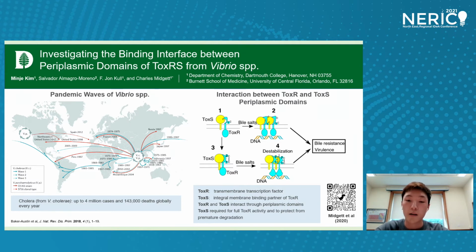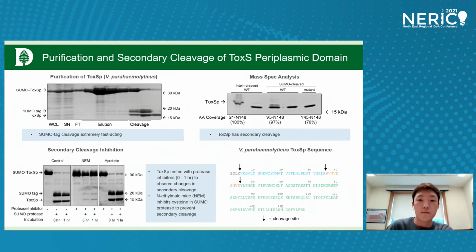On the right is a model showing how ToxR and ToxS interact together. These two proteins interact through their paired periplasmic domains. So far, we have seen the structure of the ToxR periplasmic domain, and I'm interested in the structure of the ToxS periplasmic domain, which is required in order to understand how they interact.